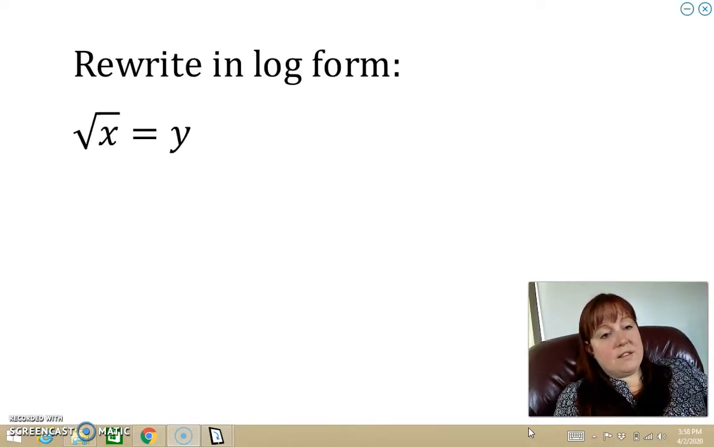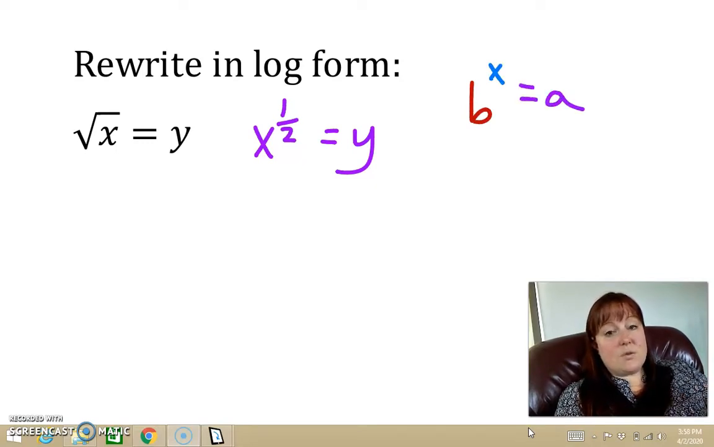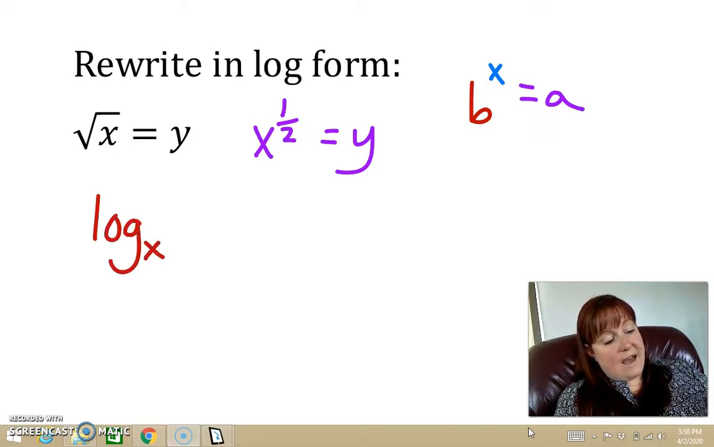If you want to rewrite this in log form, you're like, but it's not in exponential form. Okay, so let's make it an exponential form. Let's remember that the radical is really just an exponent, so this is really just x to the 1/2 equals y. And now we are in that form, base to an exponent equals an argument. So let's rewrite this in log form. So we have log base x, because that's what our base is. What's our argument? y. Equals our exponent, 1/2.